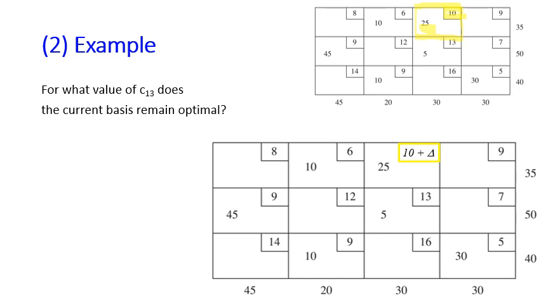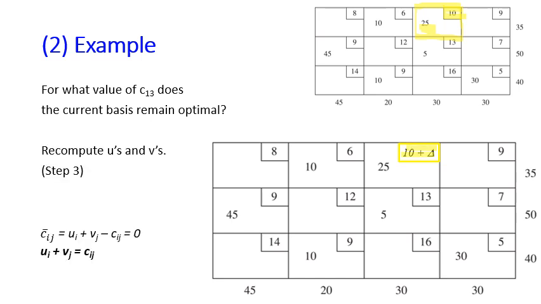So this is how we're going to change that. From $10 it becomes 10 plus delta. Now remember that when we change the Cij for a basic variable, it means that the u's and the v's will change. Because again, when we calculate the u and v, they depend on the Cij of the basic variable. So when we change the Cij of a basic variable, we need to recompute the u's and the v's.